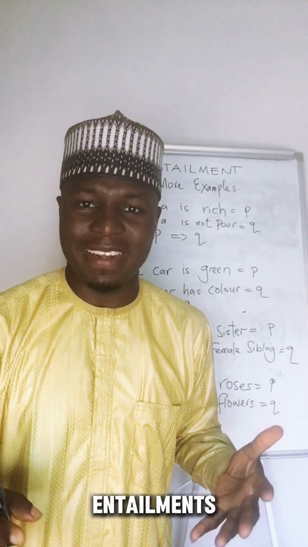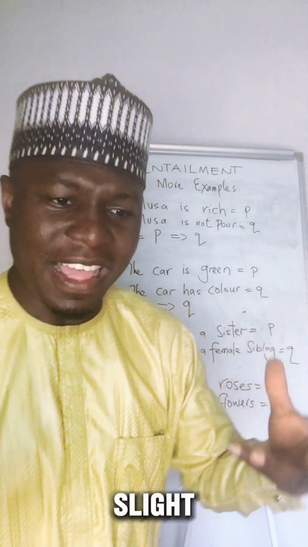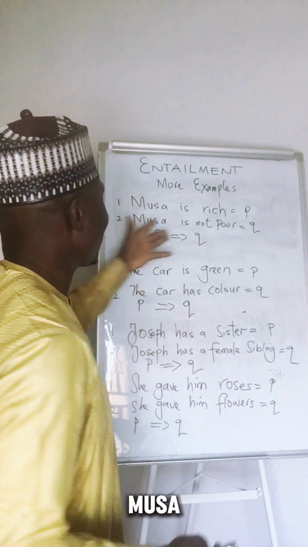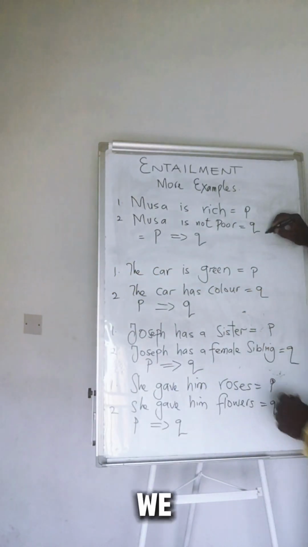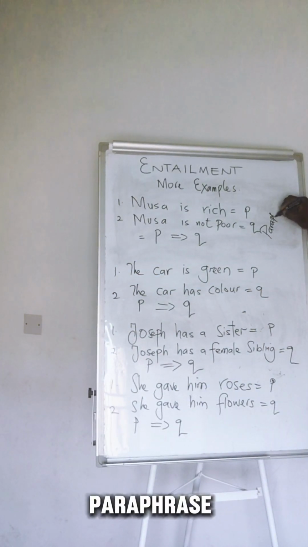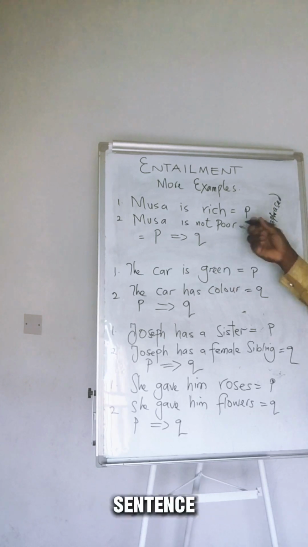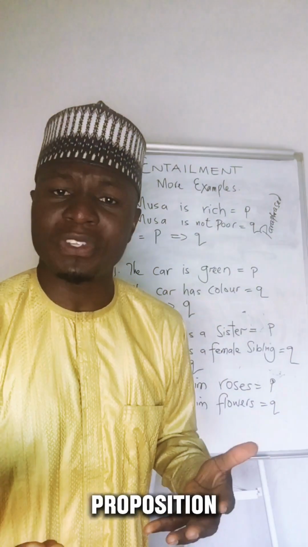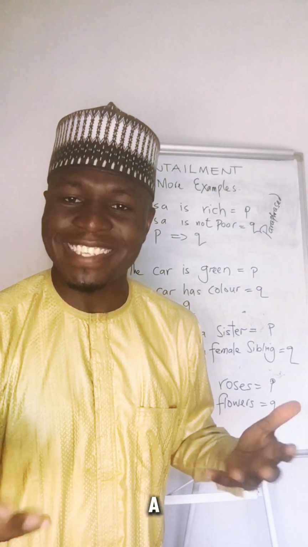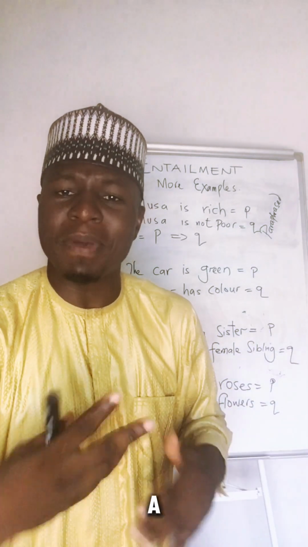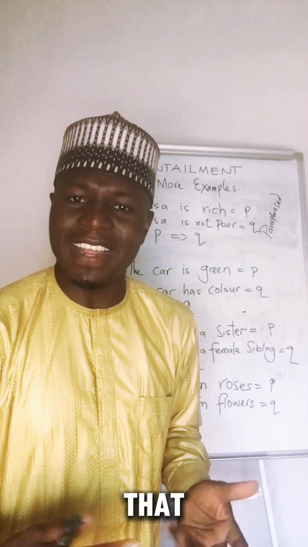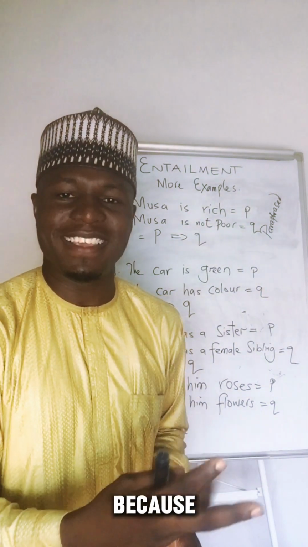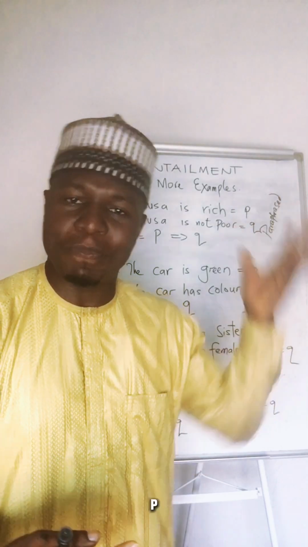How are entailments usually obtained from sentences? I will give you the slight logic for that. Musa is rich entails that Musa is not poor. Here we have used a paraphrase. We paraphrased sentence one. The proposition P is paraphrased. When you paraphrase the first proposition, what you obtain is still the same thing, which means proposition Q is a paraphrase of proposition P. And in that case, you get your entailments. We can say that P entails Q because Q is a paraphrase of P.